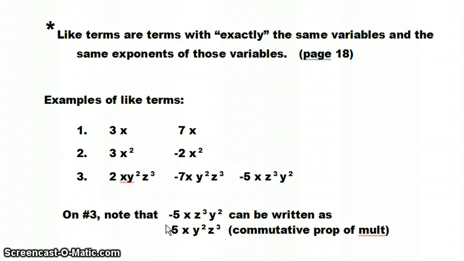On example number 3, you'll notice that the third term has the z and the y turned around. Remember, because of the commutative property of multiplication, we can turn those two around, and therefore if you cover up the 2, the negative 7, and the negative 5, you couldn't tell the difference between any of them. If any single variable is different or any exponent of any variable is different, they are not like terms.